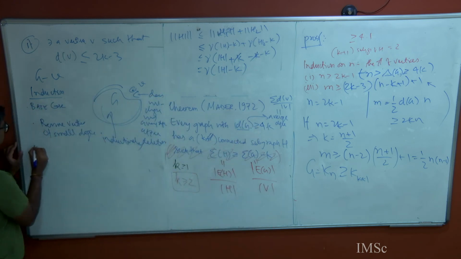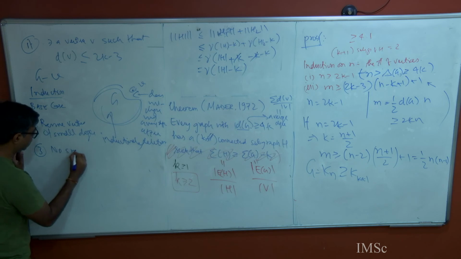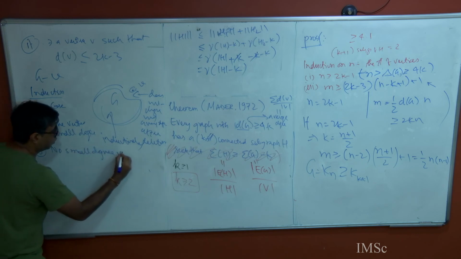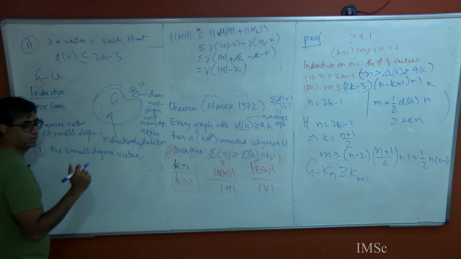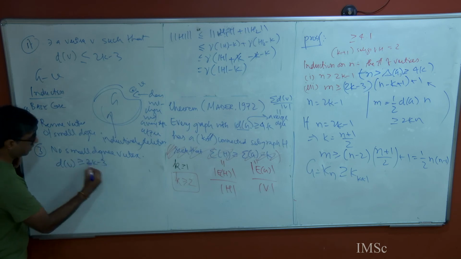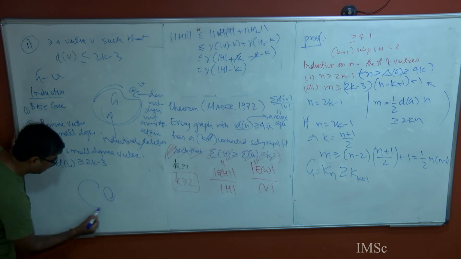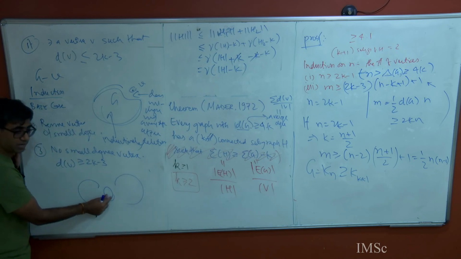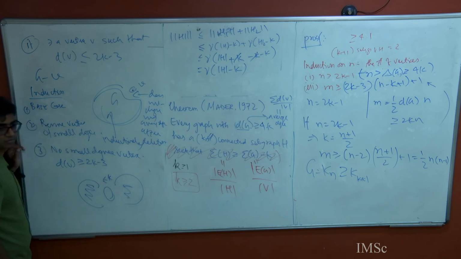So now third, what is this? No small degree vertex. What is a no small degree vertex? We have no small degree vertex, so the minimum degree of the graph is at least 2k minus 3. So either we are already done, or we have a small separator, a separator of size k here and here, right? Now again we can do our edge counting business, and we will be done.